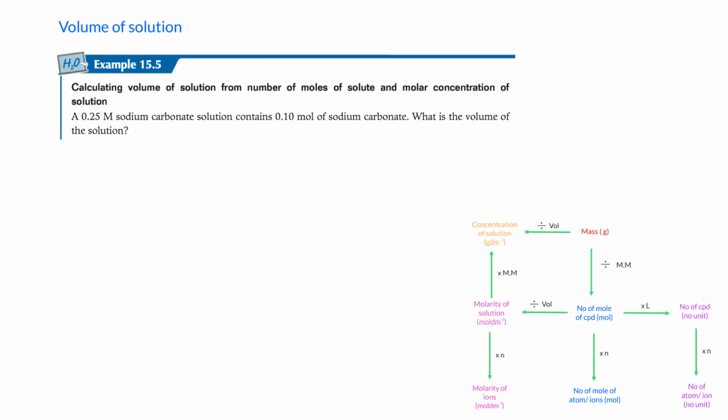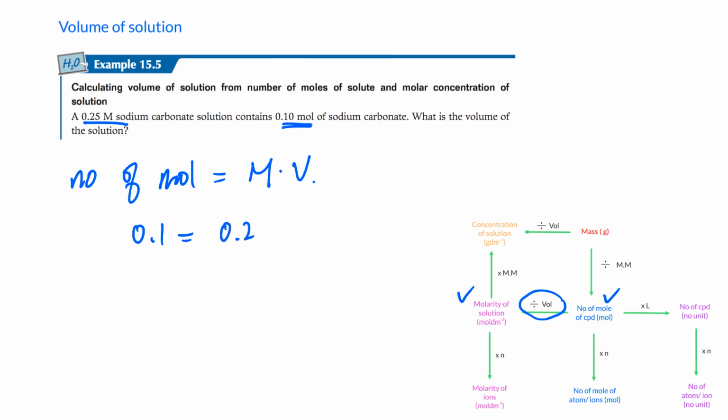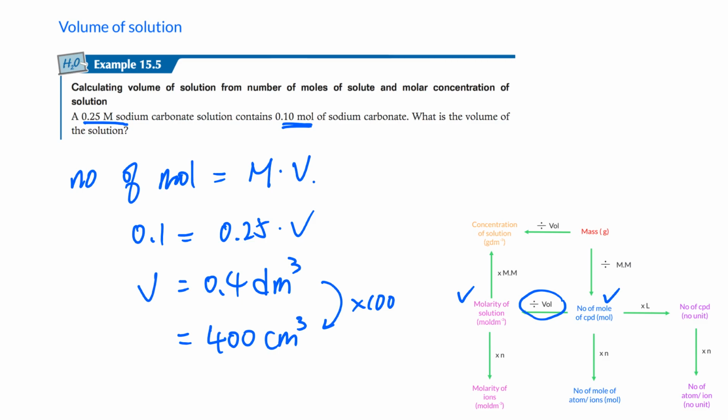Easy. Next, we calculate the volume of solutions. In this question, I give you 0.25 M, and I know that we have 0.1 mole. So you're looking for the missing one: what is the volume of the solution? Basically, we use the equation, number of mole equals MV. So you have 0.1 here, you have 0.25, you times volume. So the volume you find out will be 0.4. Remember the unit here will be dm cube. If you convert it into cm cube, that will be 400 cm cube, so you multiply this one by 1000.